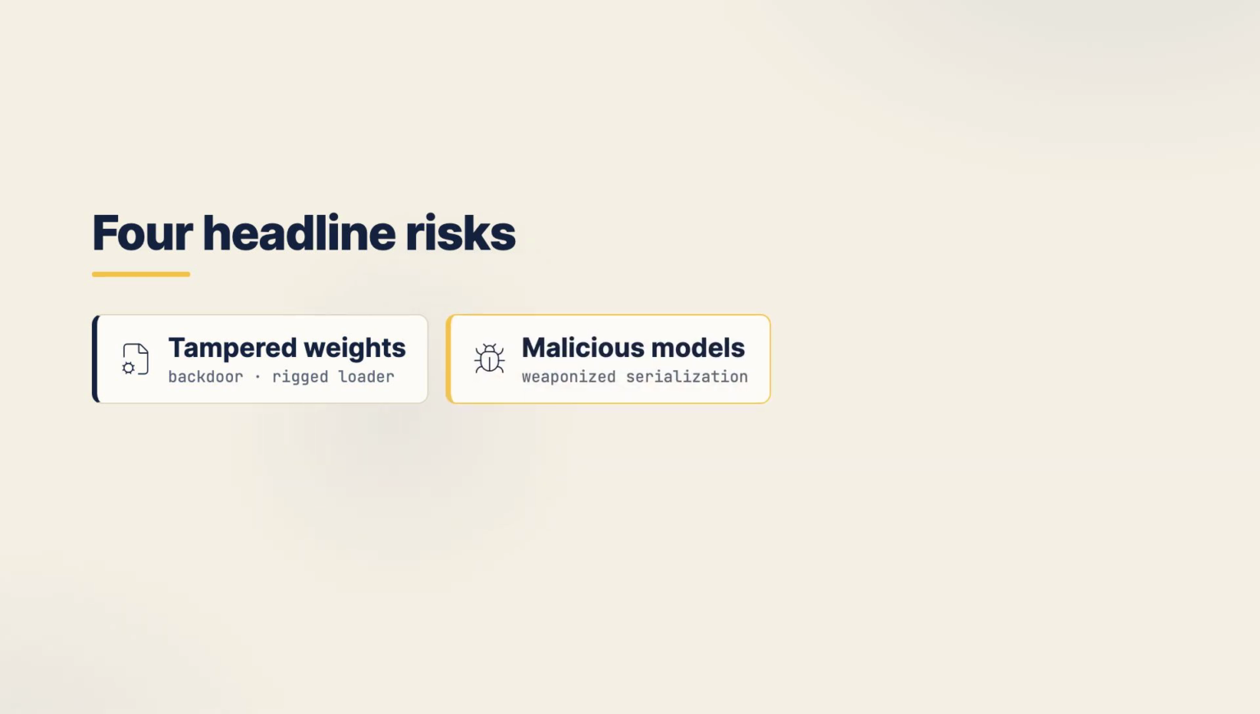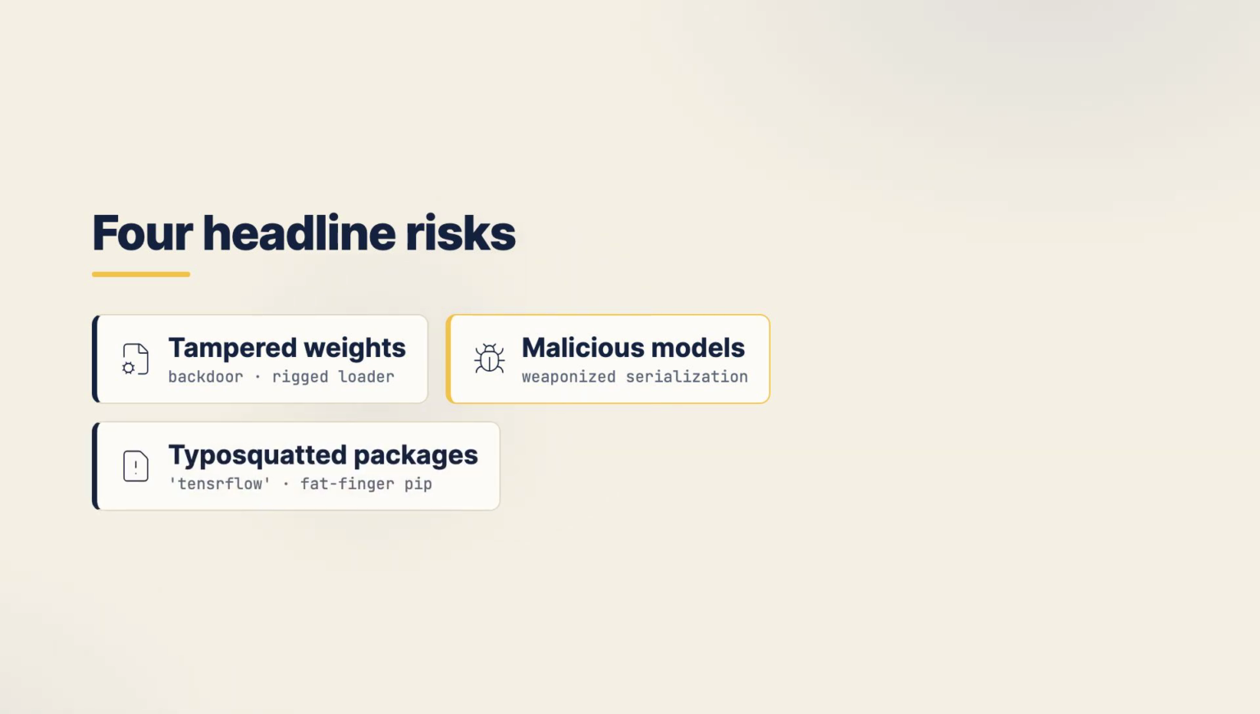Now, where does this actually go wrong? 4 headline risks. The first is tampered weights. The model file gets modified after the fact. A backdoor or trigger is baked into the parameters, or the loader itself is rigged to execute code the moment you import it. The second is malicious or trojaned models on hubs, a model published specifically to be downloaded and trusted. Some are weaponized serialization formats that run code on load. Others behave perfectly normally until a hidden trigger fires. The hub is just the distribution channel.